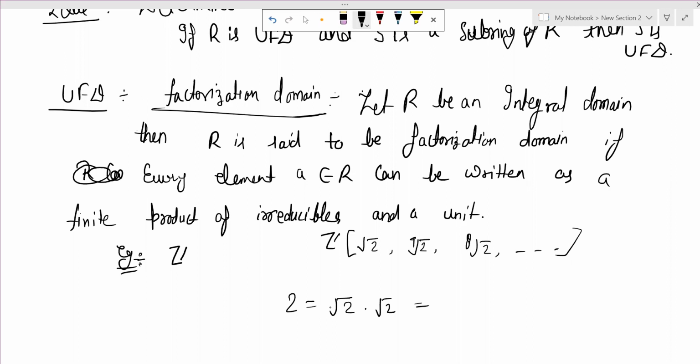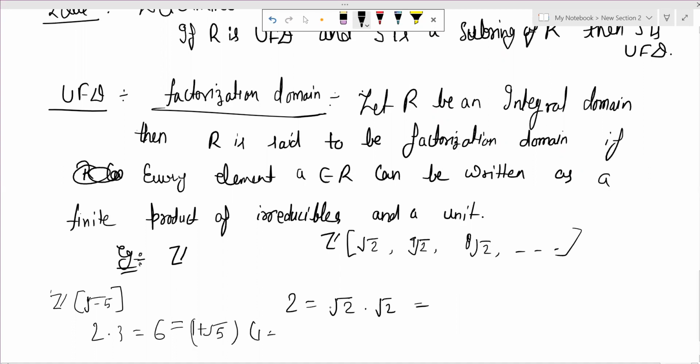Z of root minus 5. Okay, claim that this is not a factorization domain. How will you claim? Give me an element which does not have a factorization. 2 times 3 equals 6, which equals 1 plus root of minus 5 times 1 minus root of minus 5. So what? Tell me. 6 has a factorization, right?